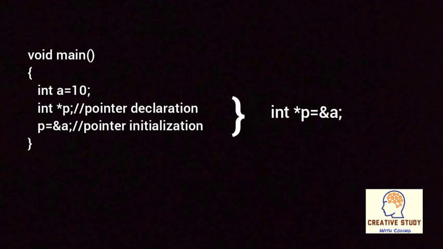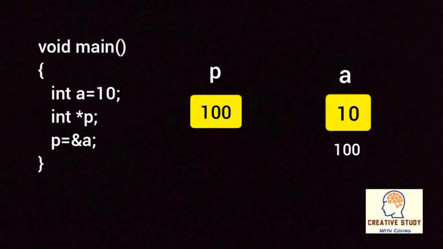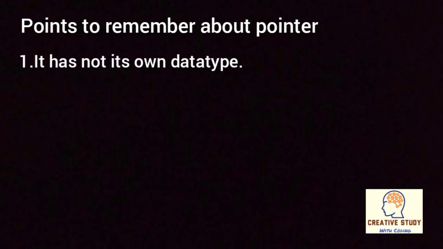These both steps can be combined into one, or the above three of them can be combined into one single statement. Thus here we can see that pointer p is holding the address of a variable a, so it is now pointing to that variable. There are some points to remember about pointers. It has no data type of its own, and its type depends on the variable that it points to.